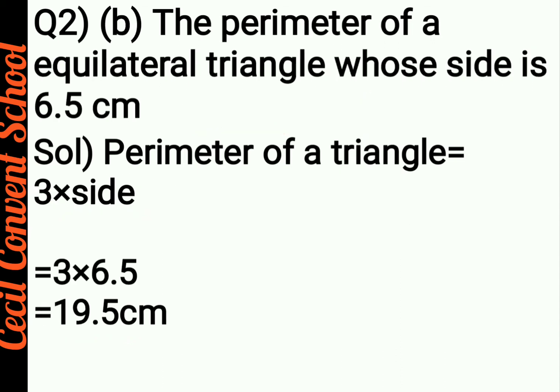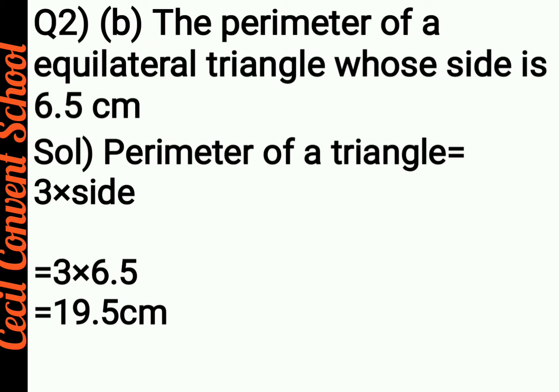Clear? Now we do B part. The perimeter of a triangle, it's an equilateral triangle whose side is 6.5 centimeter. Now it's an equilateral triangle. In an equilateral triangle the formula is 3 into side because in a triangle there are 3 sides and all are equal, so use 3 into side.